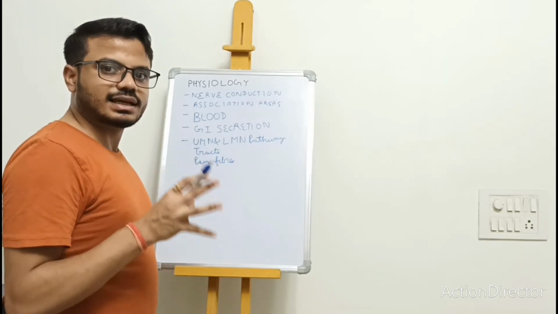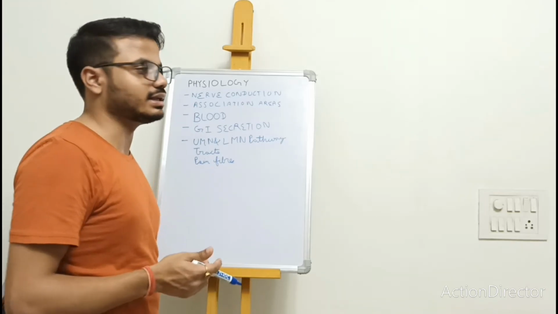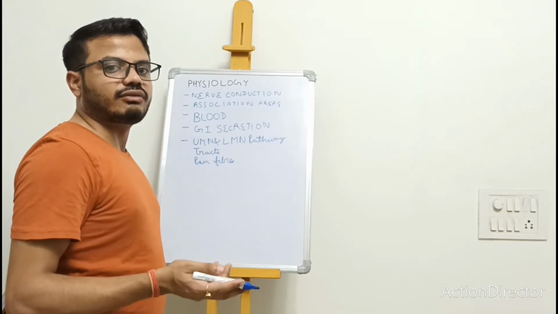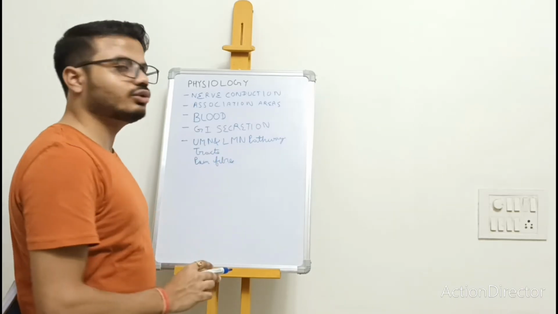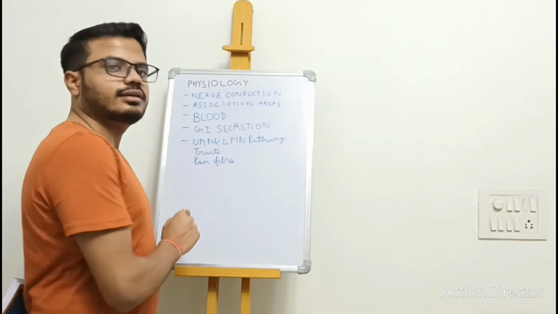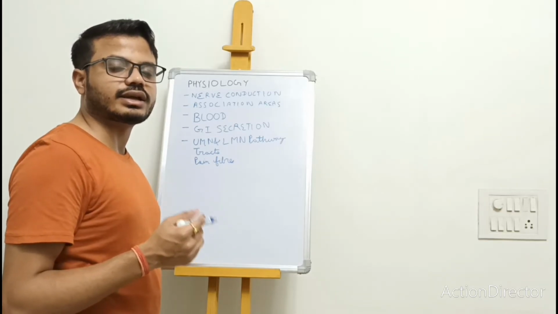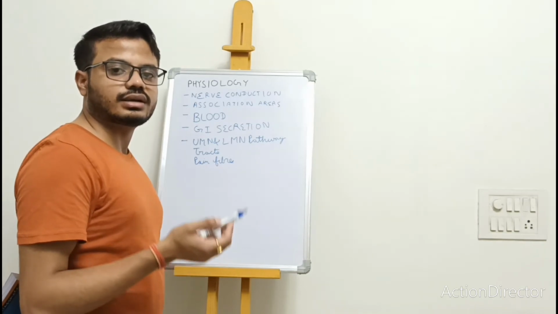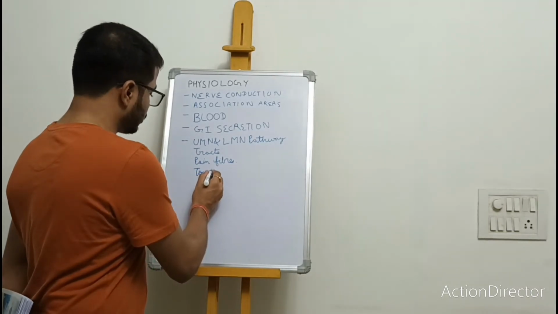Everything in basics you must know, so that if a question is asked, you can relate to it easily. Then GI secretions and related physiology, you must be thorough with. Then upper motor neuron and lower motor neuron pathways and tracts, that is spinothalamic tracts, corticospinal tracts, you must be thorough with it. Then pain fibers, touch fibers, everything you must be thorough with.